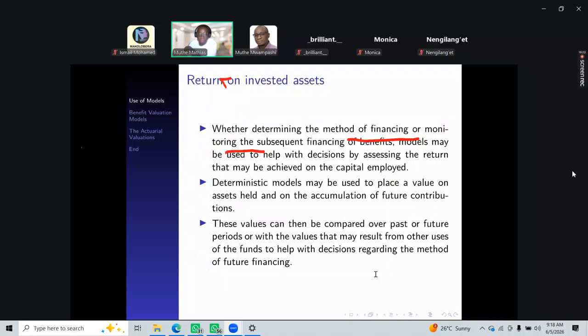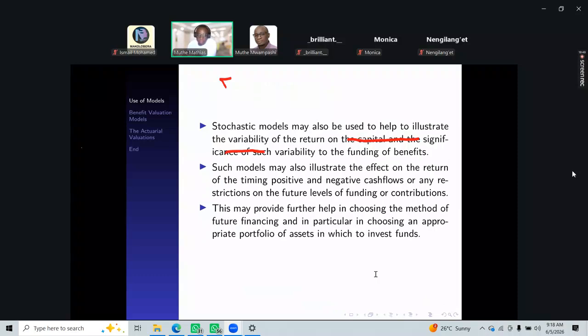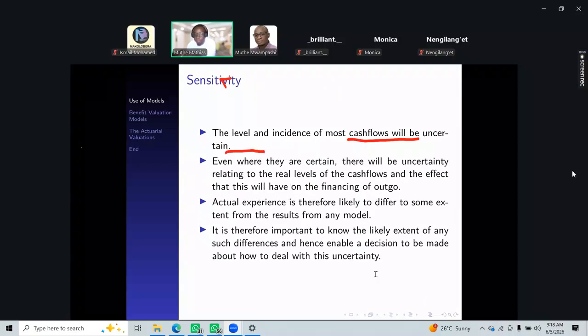Yeah, so again, you can make projections about return on invested assets, because remember we have to match two things, right? We have assets, and we have all the benefits we're expecting to pay. So can we do some projections about the return on invested assets and stuff like that, right? So I think nothing strange here. And then we have sensitivity. This is a very simple idea, so I hope you are familiar with this one here.